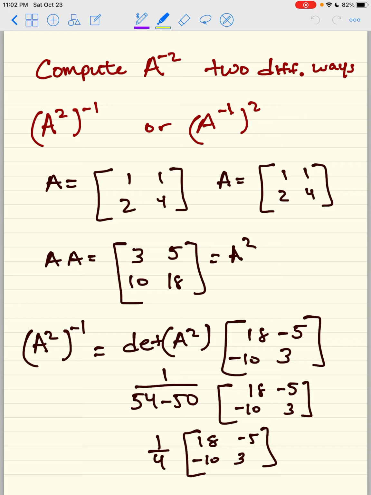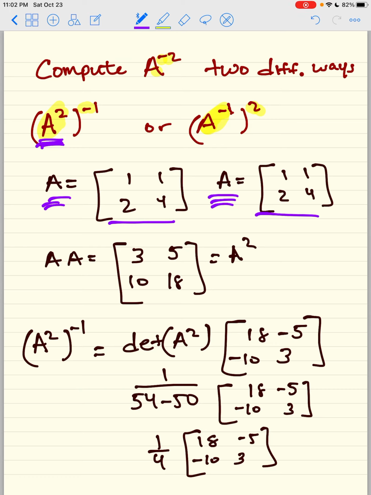So imagine taking A to the -2. We can rewrite it as A squared to the -1, or we can write A to the -1 squared. In other words, the inverse squared. Well, I did this out for you guys here. A squared is A times A. We're going to multiply those out.